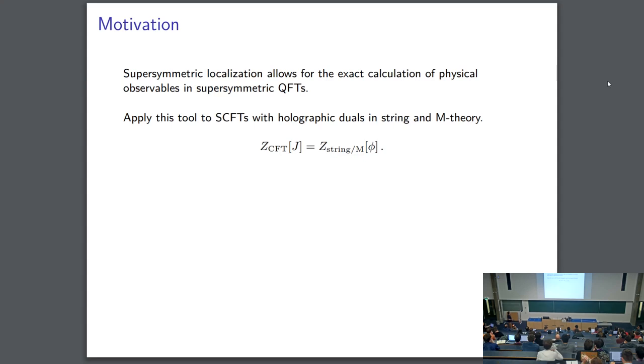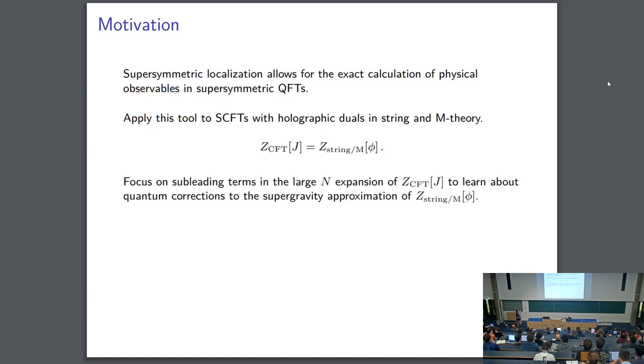And in recent years, as we have also heard, there are some tools to compute the left-hand side here. And so the idea is to use these tools and compute this as best as we can and try to learn something about string and M theory. Specifically here, I will talk about subleading terms in the large N expansion on the left-hand side and how they can be obtained from the right-hand side.